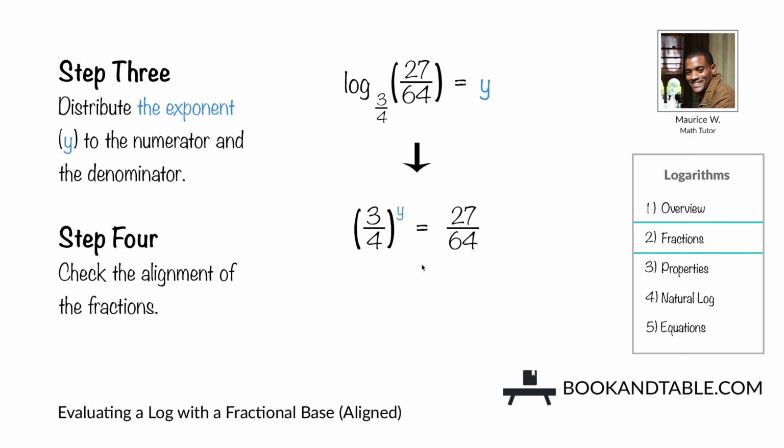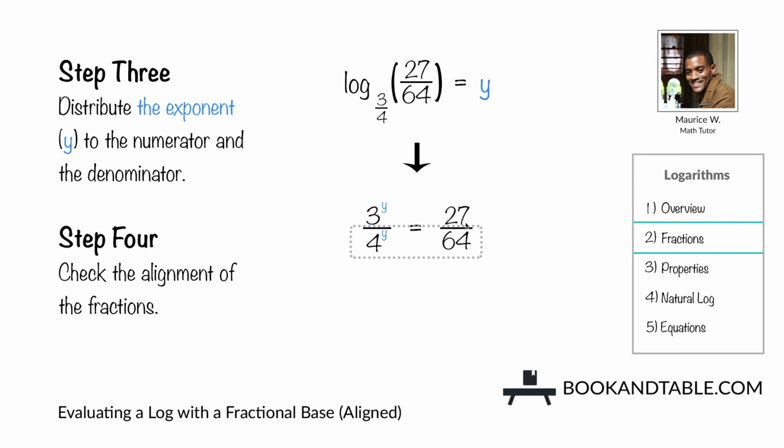And now once we do this, we want to distribute the exponent y to the numerator and the denominator, giving us 3 to a power of y over 4 to a power of y is equal to 27/64. And now at this point, we want to check the alignment of the fractions. So we take a look at the numerator, and we have 3 to a power of y is equal to 27. And we ask ourselves, can we multiply 3 times itself and eventually get 27? And the answer is yes.